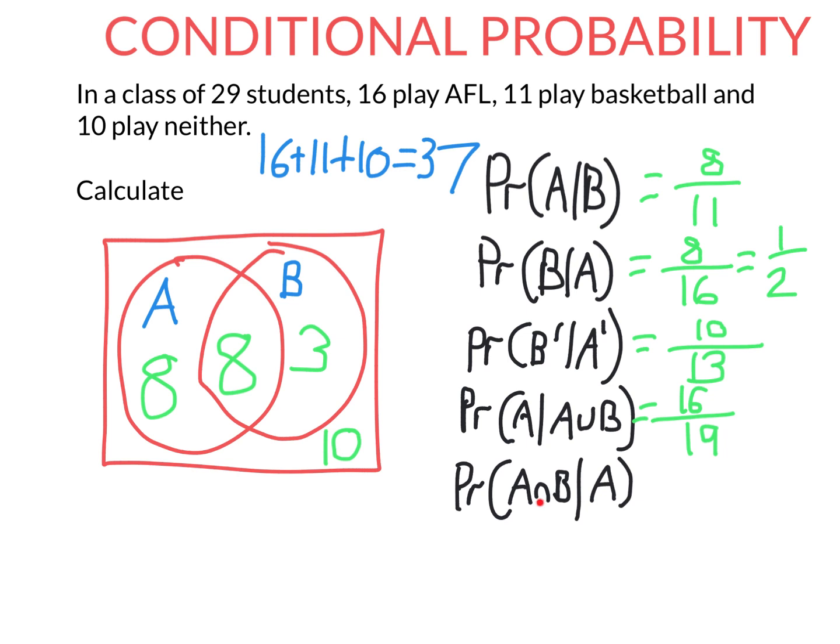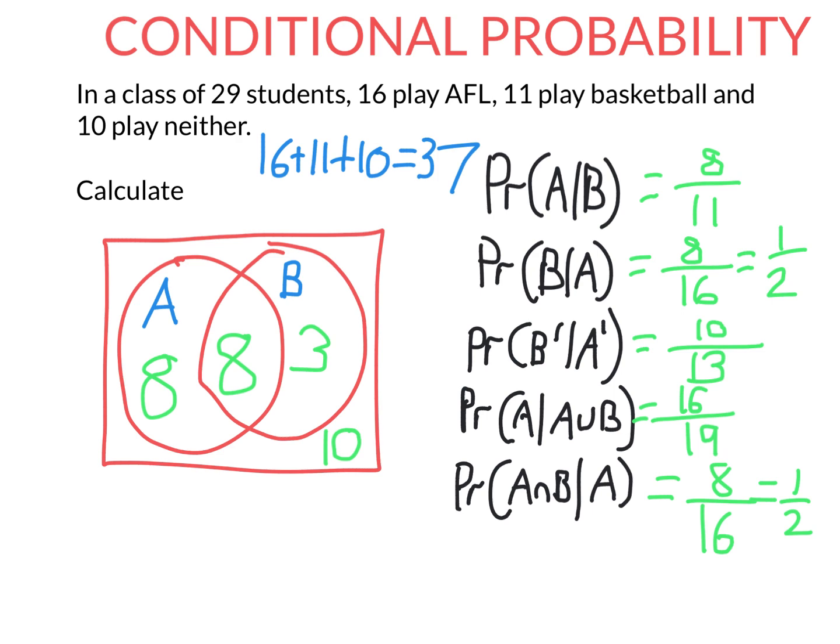Similarly, this symbol here means and. It just refers to this 8 in the middle. This is A and B. People who play basketball and AFL. So, given A means we know we're in the A circle. So there are 16 choices, and of those 16 choices, 8 of them are in the middle, are in A and B. It's 8 over 16, which is one half. So hopefully you see that these two questions are actually asking the exact same thing, but I just wanted to make sure we went through what this symbol means.